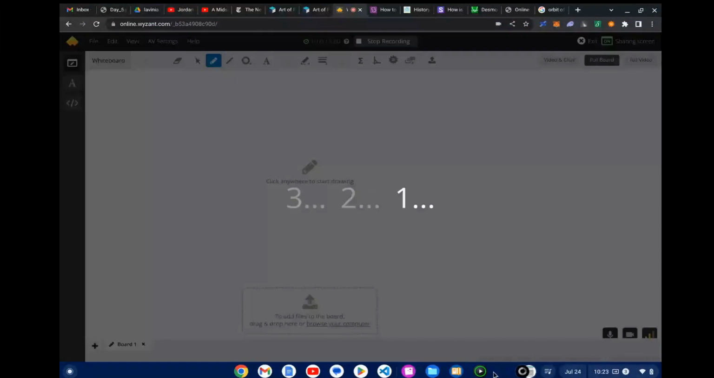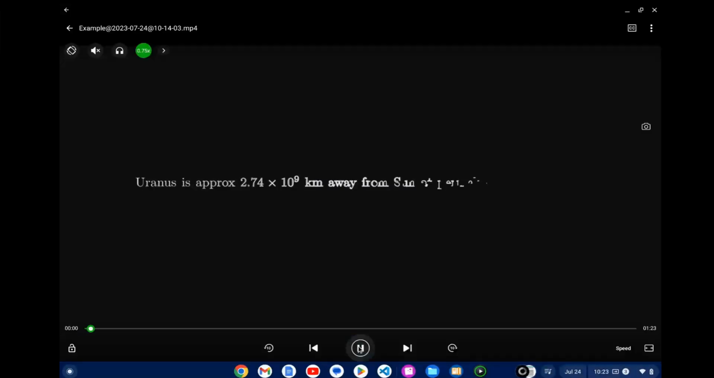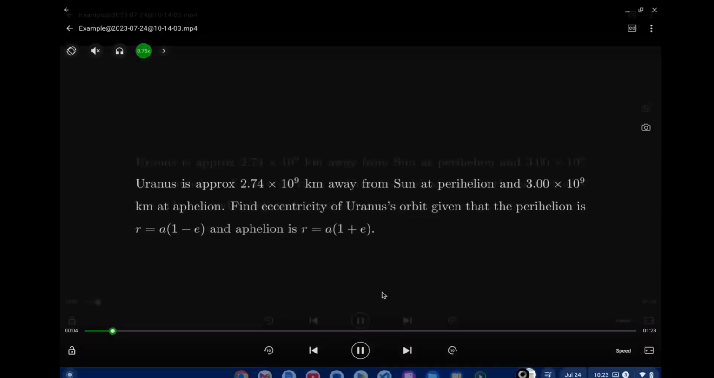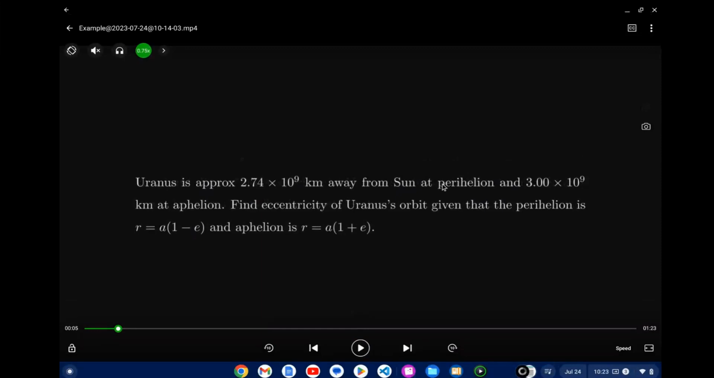All right, so we're going to look at the orbit of Uranus. We're given the information. The perihelion is 2.74 times 10 to the power 9 kilometers. Okay, that's the shortest distance. And then the aphelion is 3.0 times 10 to the power 9 kilometers. That's the largest distance. Okay, and this is how we calculate those, where A is half of the major axis.